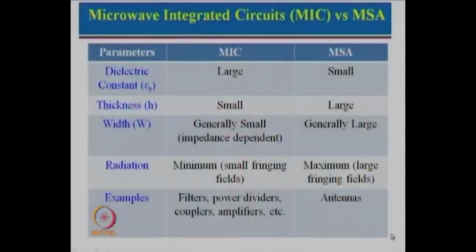So, the whole purpose for an antenna is to try to increase the fringing field as much as possible. The main difference between MIC and MSA is that in MIC we do not want any radiation to take place. Examples are filters, power dividers, couplers, amplifiers, etc. Let us say we are designing a low pass filter: what we really want is for lower frequencies, whatever is the input goes as an output, and for higher frequencies it should do the attenuation.